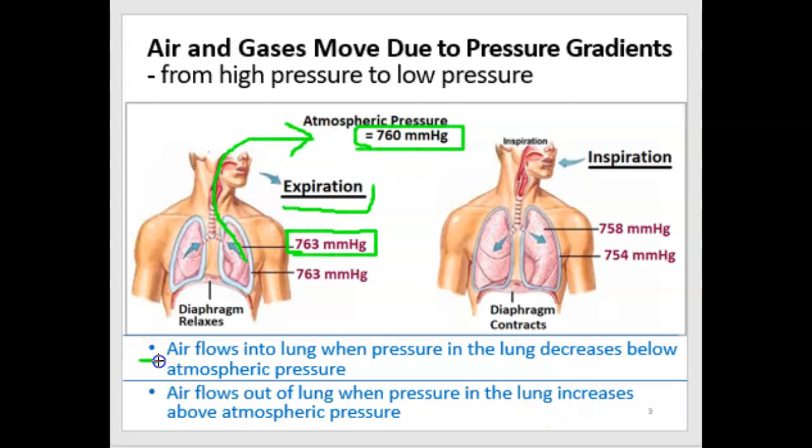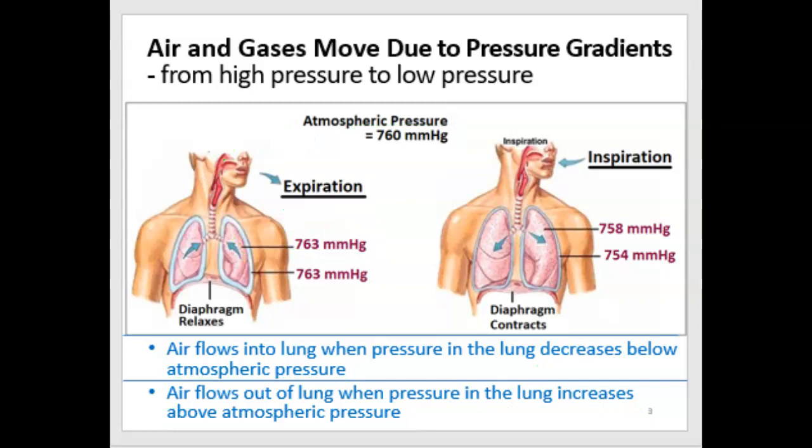So the summary is written down below. Air flows into the lung when pressure in the lung is lower or decreases below atmospheric pressure. And then air will flow out of the lung when the pressure inside the lung is above atmospheric pressure.